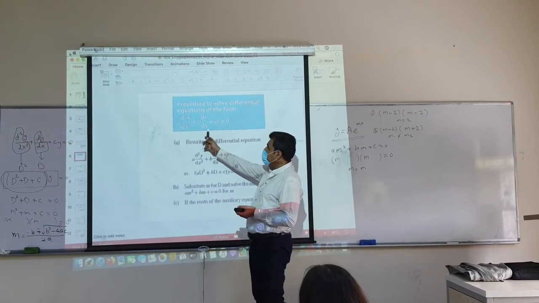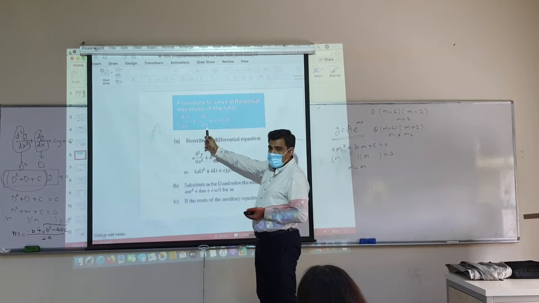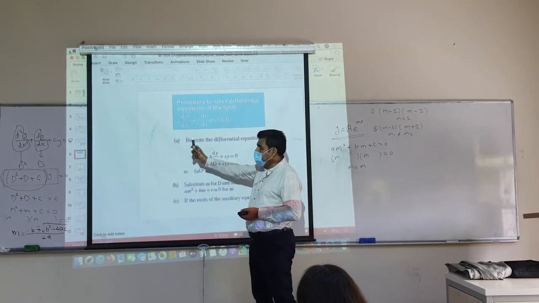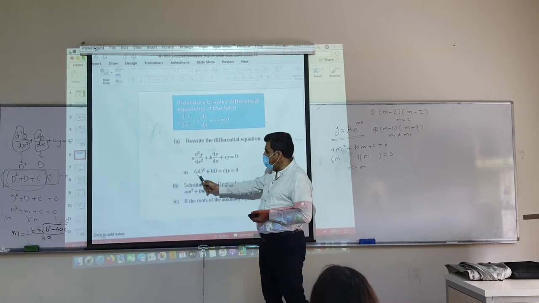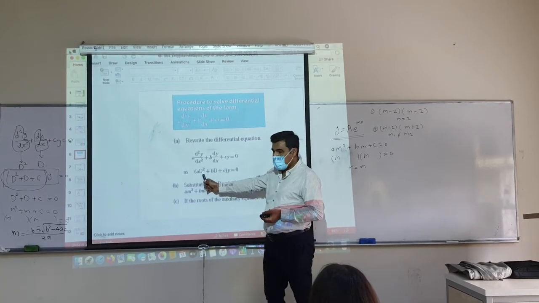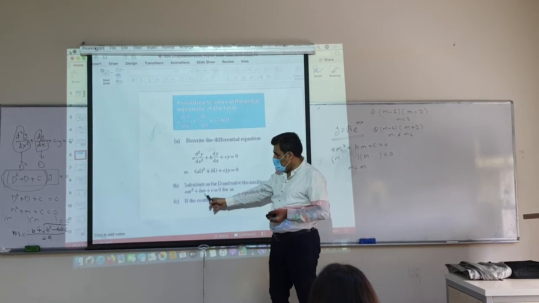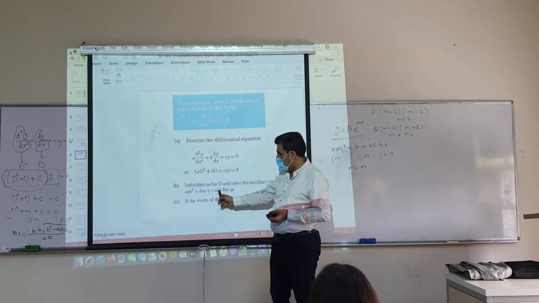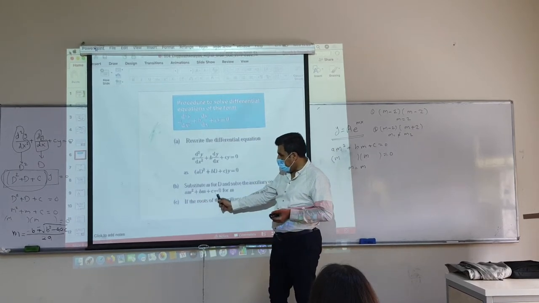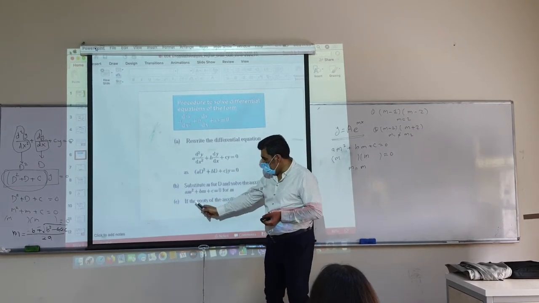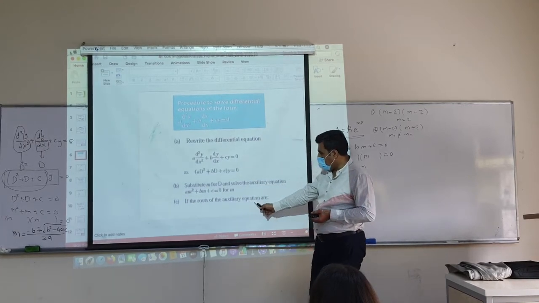You have the format of the equation. This is the format of the differential equation. If you rewrite it, it is in this way. If you use the D operator, it will be in this way. Then you are substituting D with M in the auxiliary equation. You are having it in this format. Then you are trying to find the roots of the auxiliary equation.